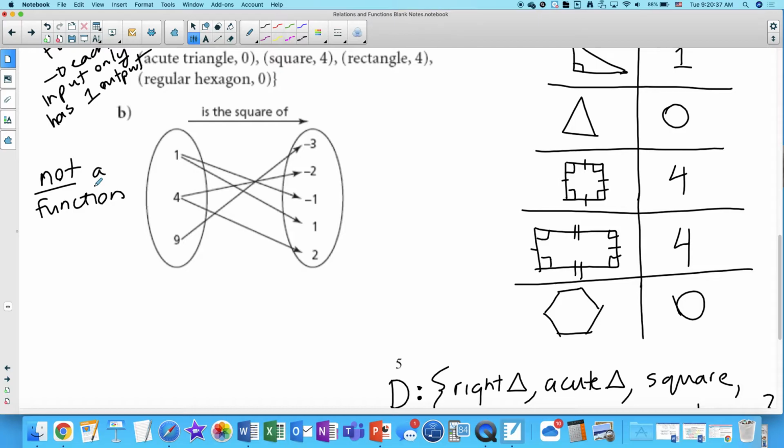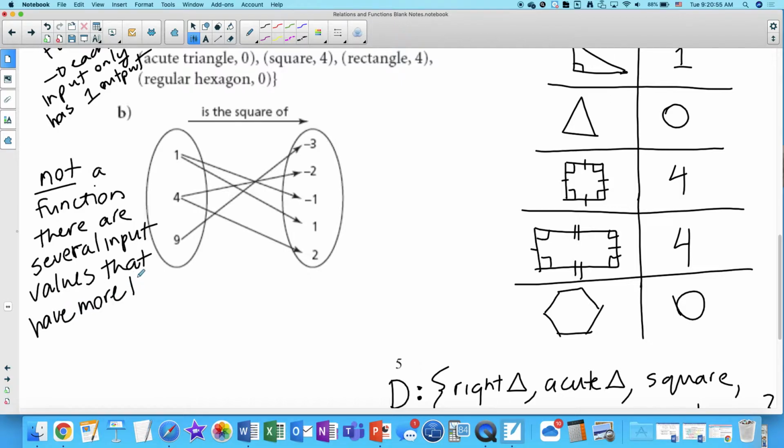There are several input values that have more than one output. Okay? So this is not a function.